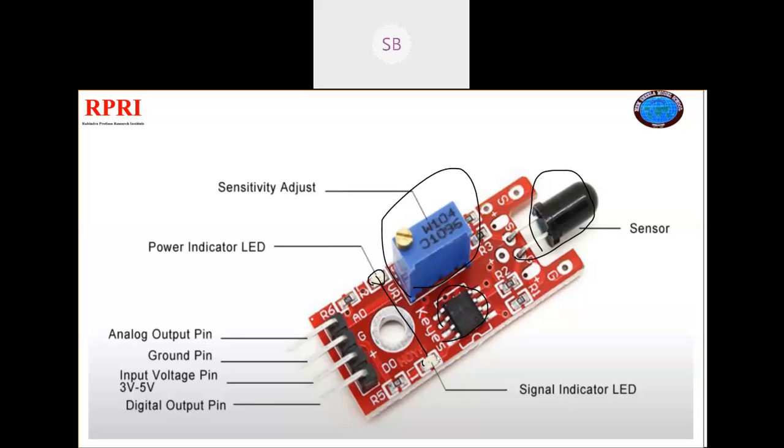And the other one is the signal indicator LED. It glows when the flame sensor gets signal, catches radiation and gives us output in signals.